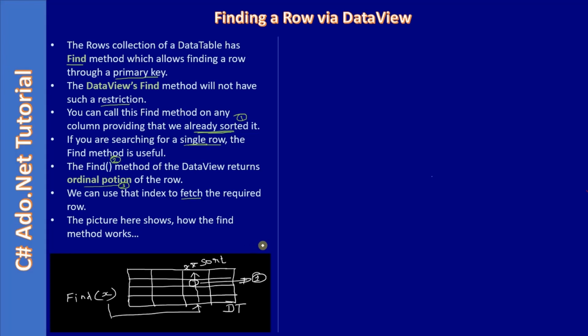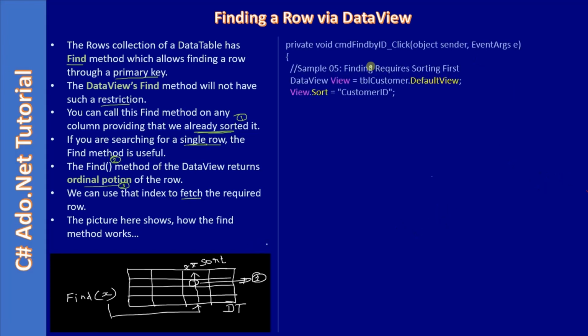So now let's look at the example in detail. So here, find by ID, we already saw that in the form, right? There is a button, find by ID. So when you click that, what we do is, from tblCustomer, which is our data table, we retrieve the DataView using the DefaultView property. This DefaultView property will give us the DataView, right?